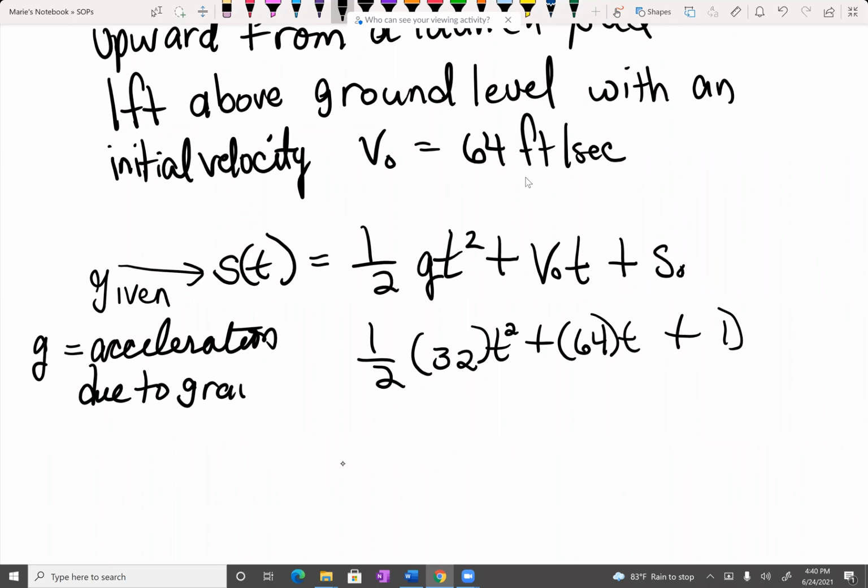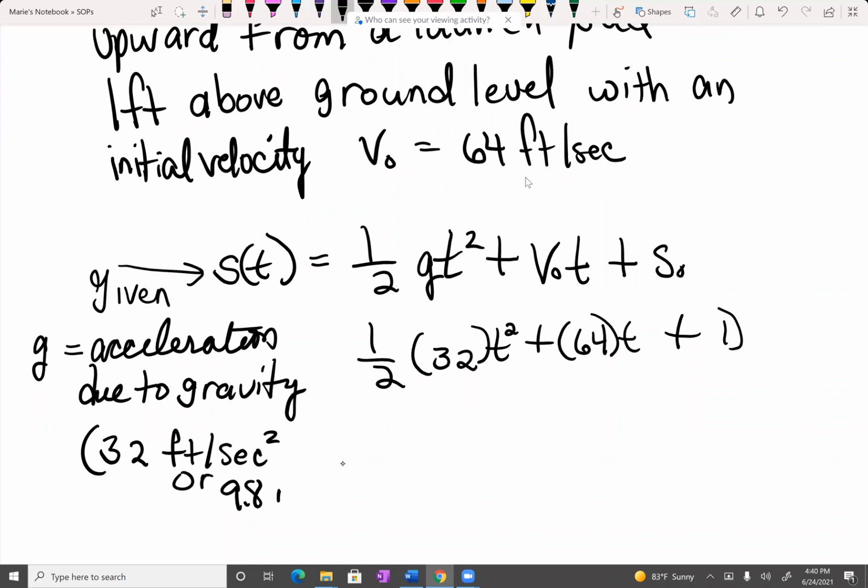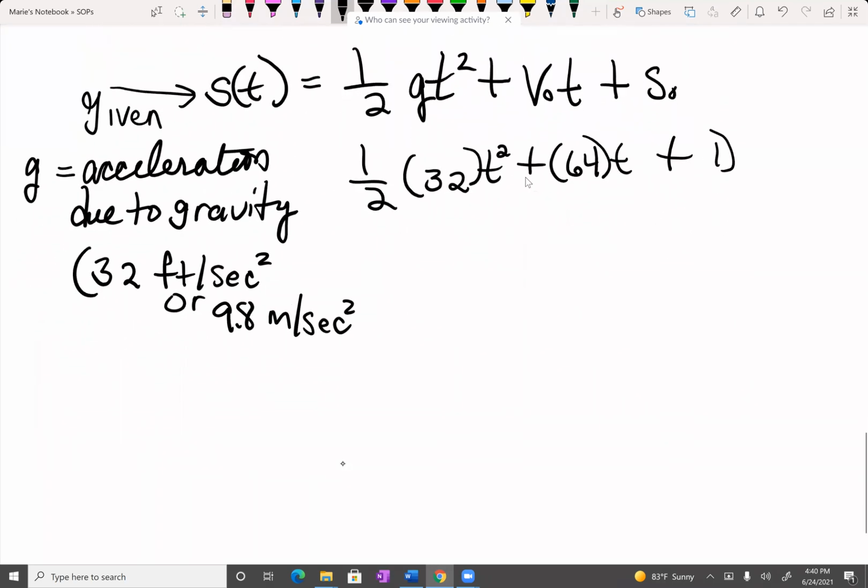And they actually tell you in this case that it is 32 feet per second squared. They say this is, or it's 9.8 meters per second squared. So t, time of travel, I figured you got that one.